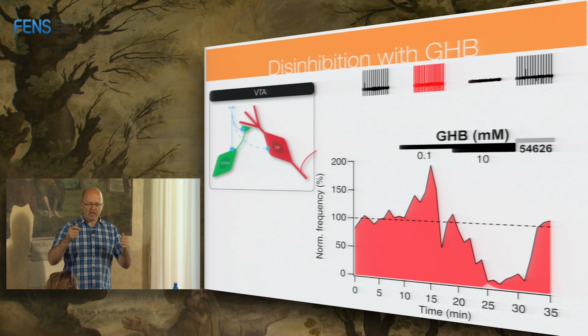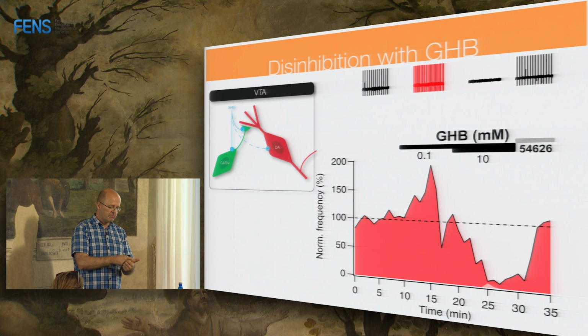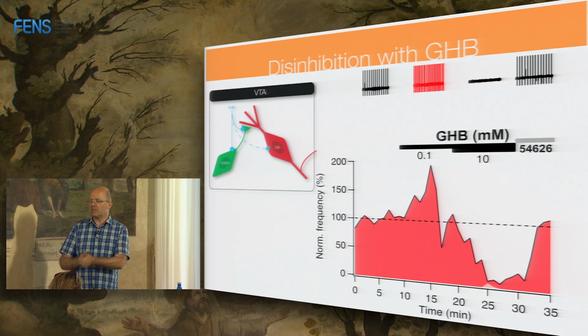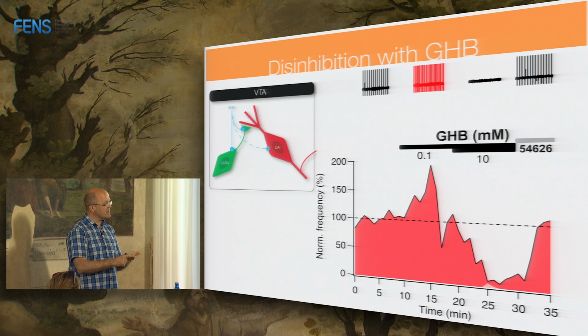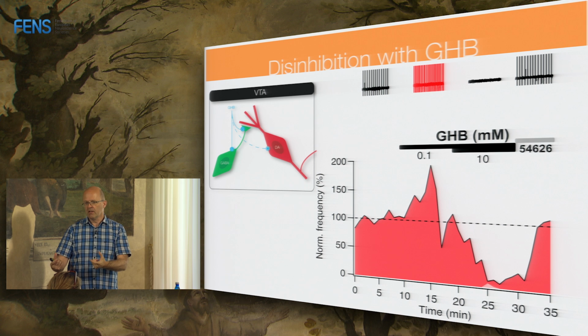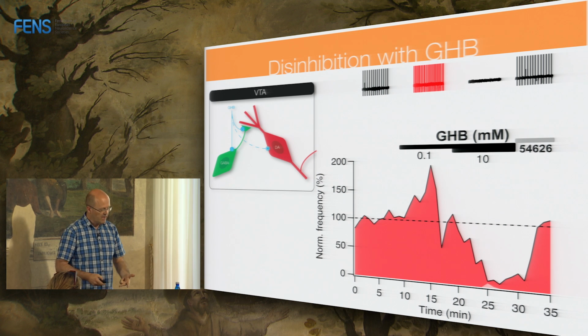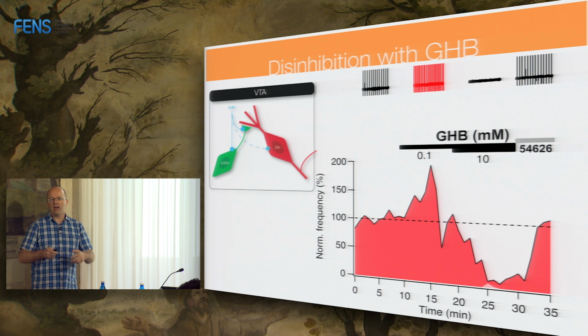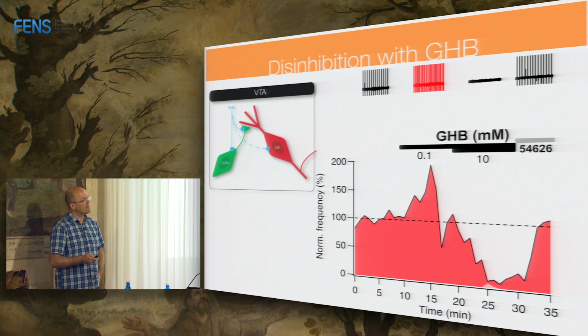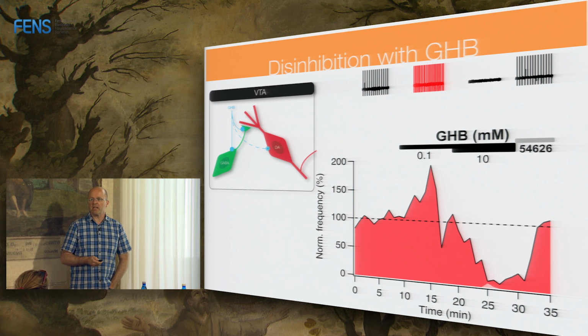So we have the case for the mu receptors where there is a cell type specific expression of the receptor. We have the case of the GHB where you have a cell type specific expression of the effector channel leading to the disinhibition, which is why we then finally looked into another class of addictive substances, which are the benzodiazepines.